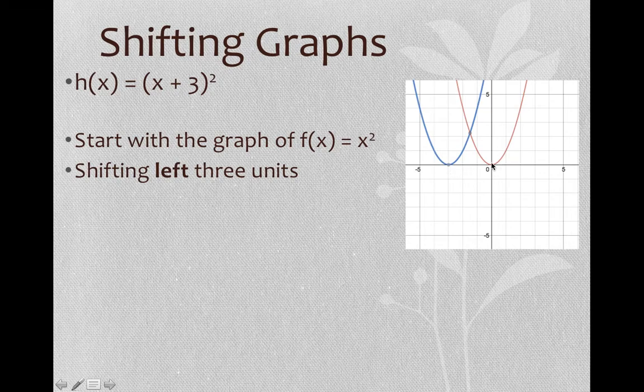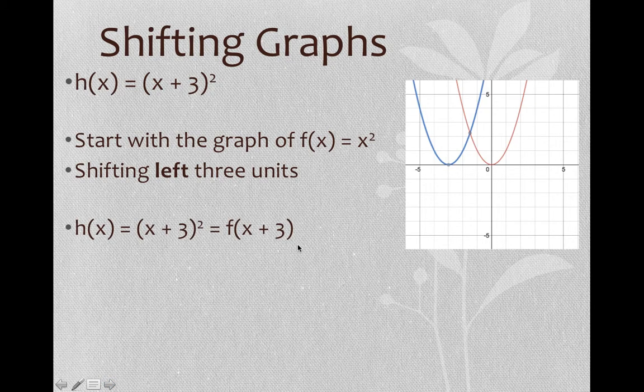Again, the x value of each point is what's affected. (0, 0) changes to (negative 3, 0). And the reason is because I could write this as x minus negative 3. Minus negative 3 would mean shift to the left.